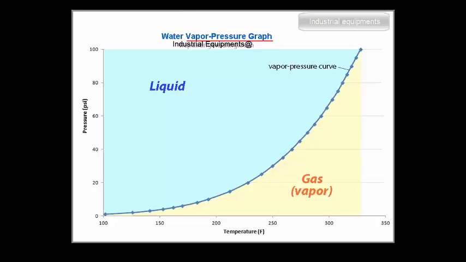The vapor pressure graph shows the relationship between the temperature and pressure of a fluid. This particular graph is produced from data that is specific to water. However, similar looking vapor pressure graphs are available for all fluids.